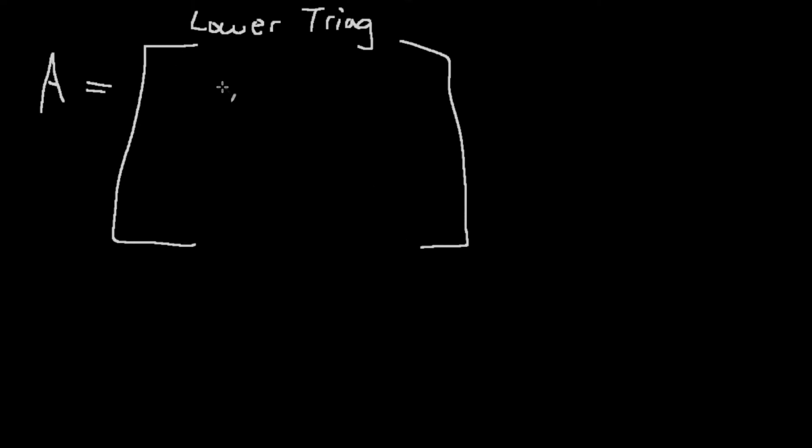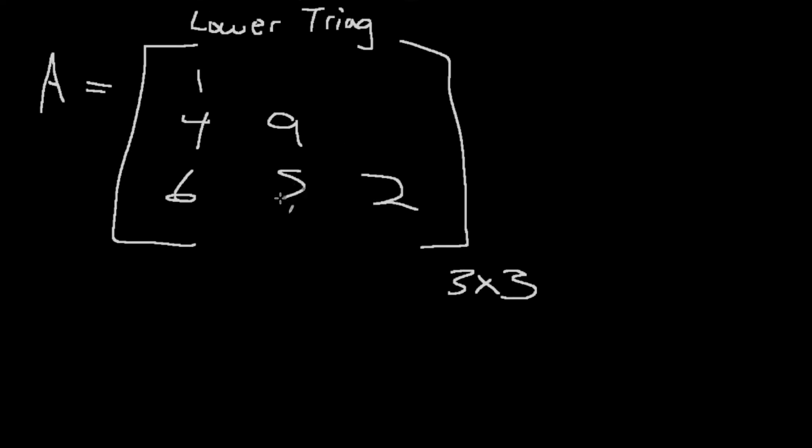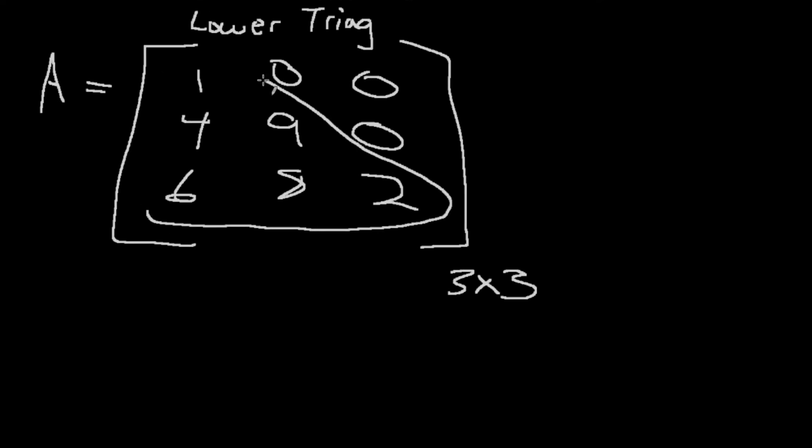Let's keep it simple and make it a 3 by 3. So if we've got a 1, 4, 6, 9, a 2 over here, and maybe an 8 over here, and then we have zeros up here. This is lower triangular because it gets its name from this triangle at the lower portion. So that's a lower triangular matrix, and if we want an upper one, you can guess it's going to be the upper portion.